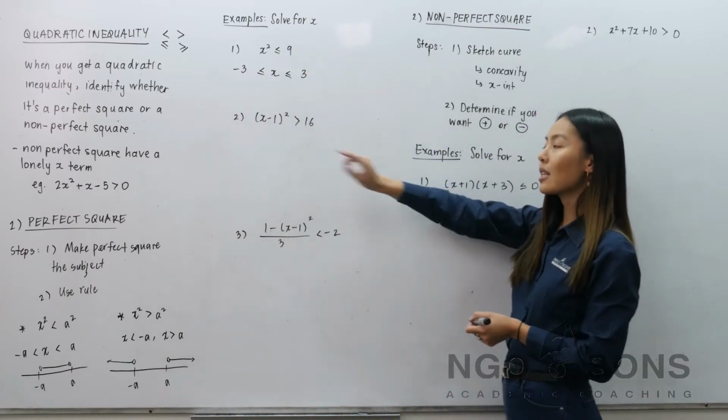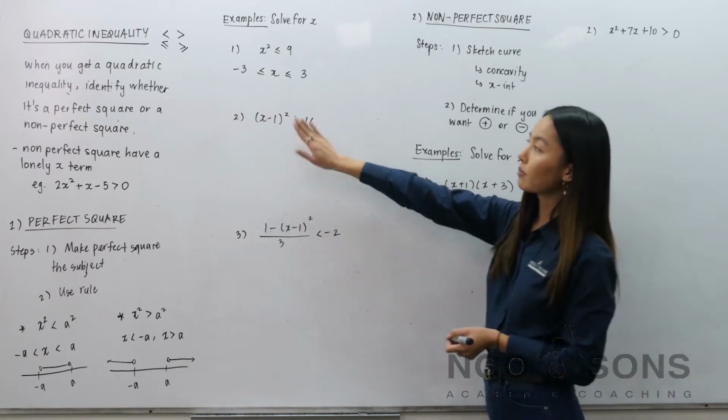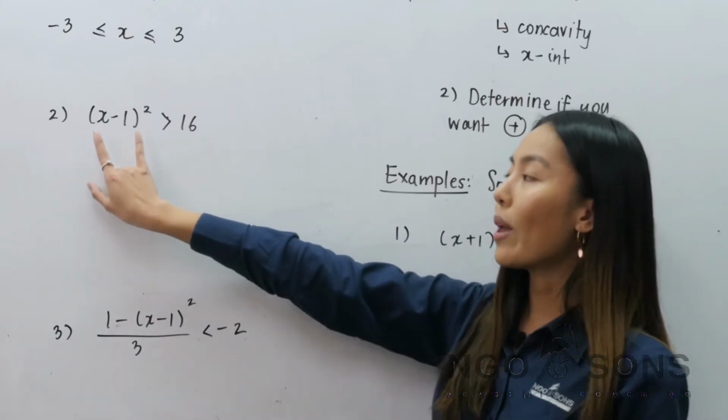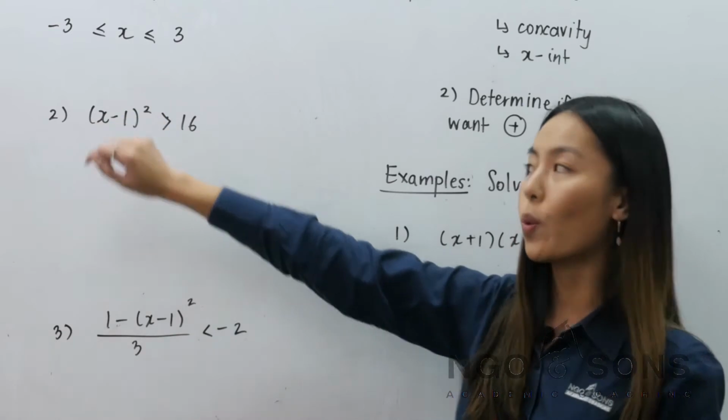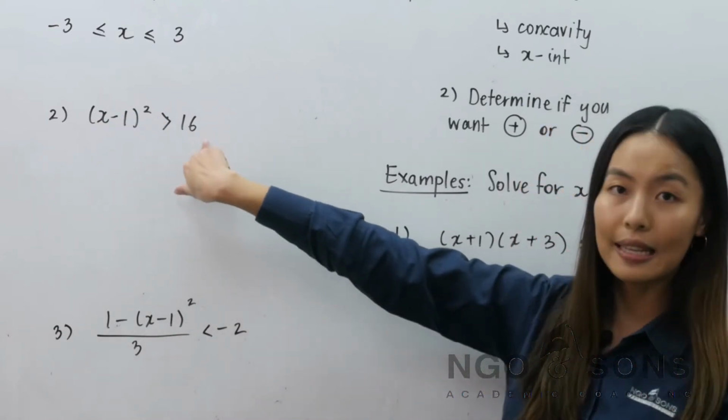Now let's compare this to question 2. In question 2, we have x minus 1 all squared is greater than 16.